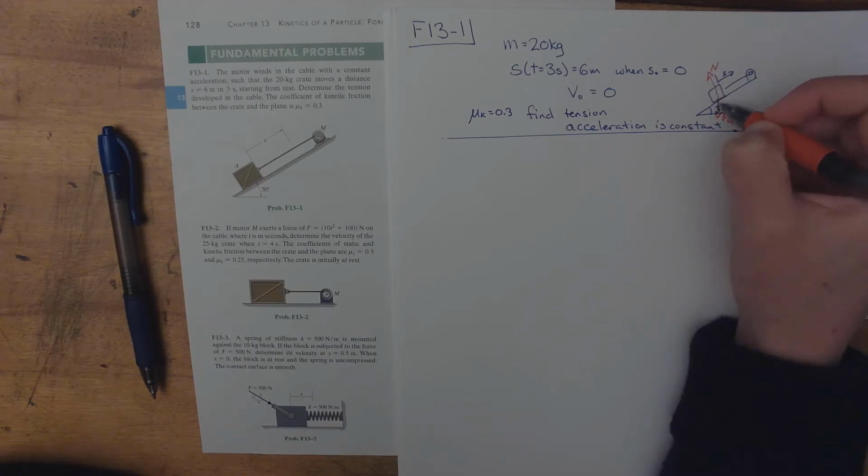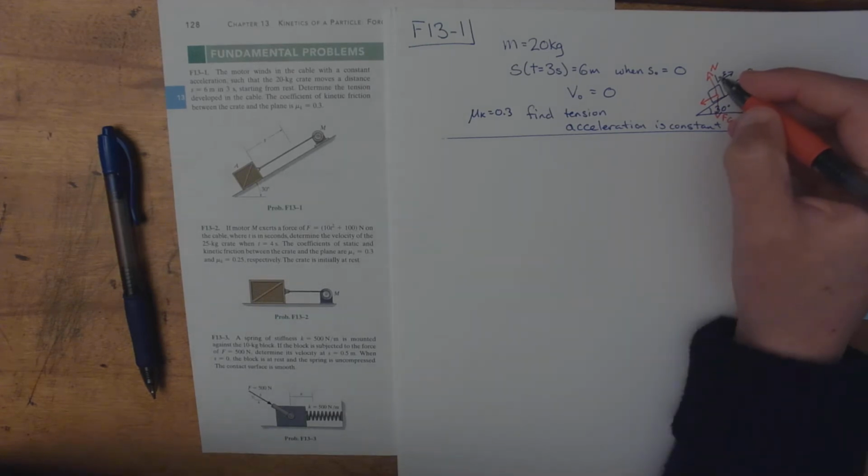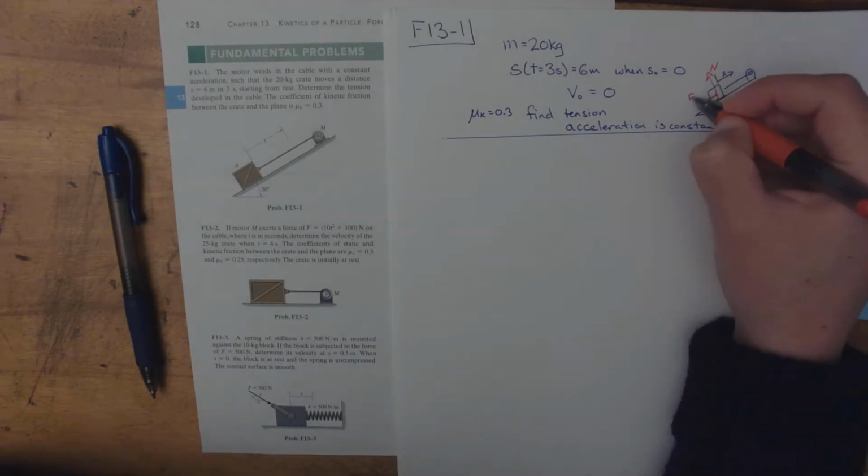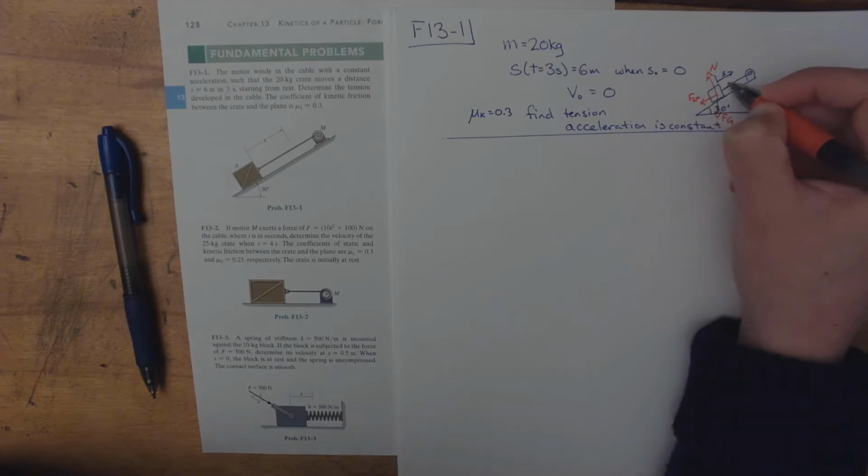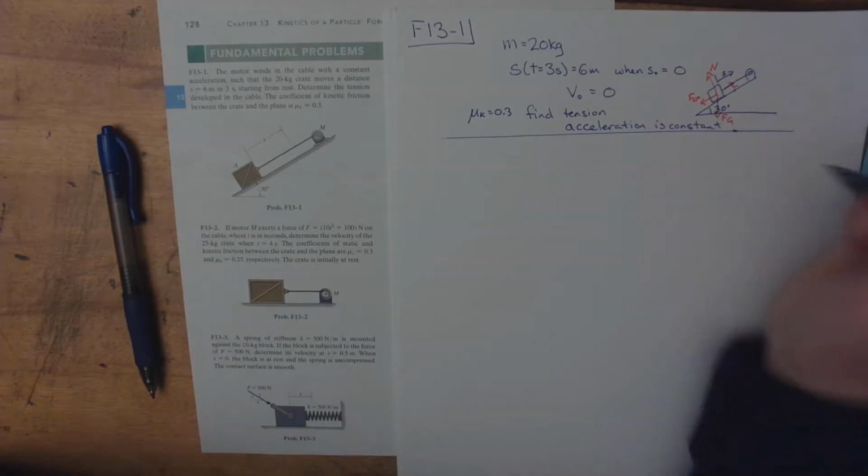And I was given a coefficient of friction. So I know I have friction, and that points in the opposite direction of the motion of the crate. So that's directed down the incline. And the crate is moving up the incline because of the tension in the cable.